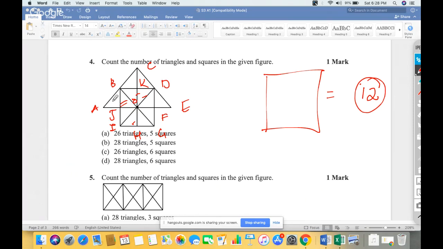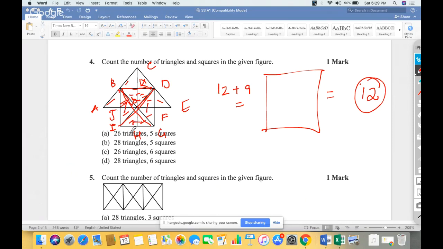1, 2, 3, 4, 5, 6, 7, 8, 9, 10, 11, 12. So 12 simple triangles like this. Now if I start taking two components of the triangle, one component here, two components here, three here, four here, so that becomes 4. One component here, one here, one here, that becomes 3, 7. Then one component here, one component here, that becomes 9. So 12 plus 9 is how much? 21.